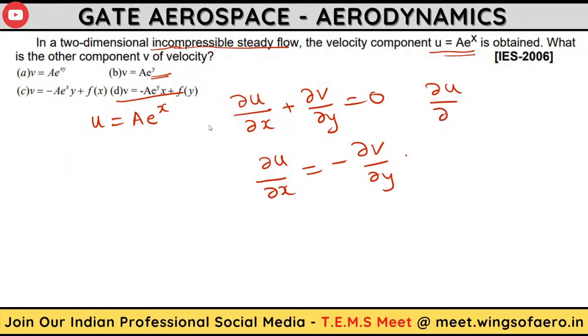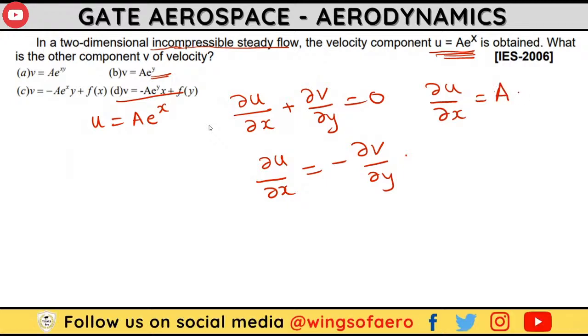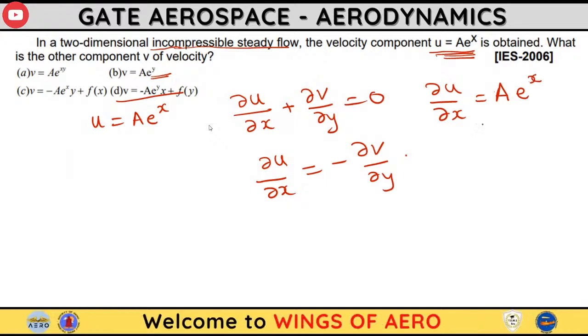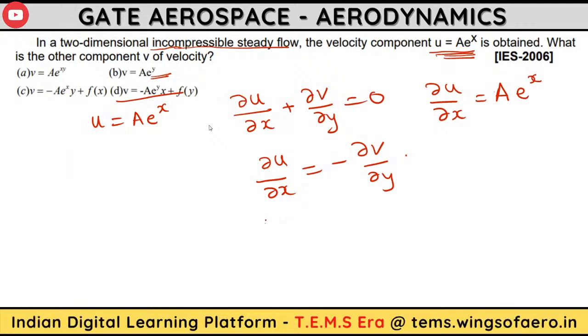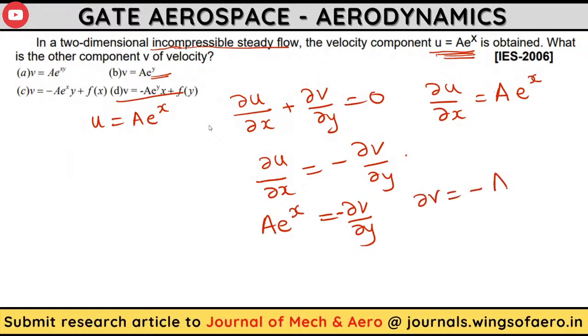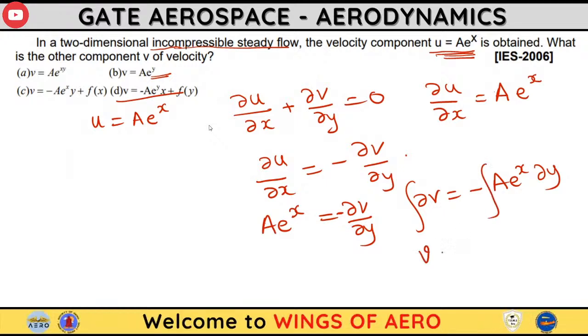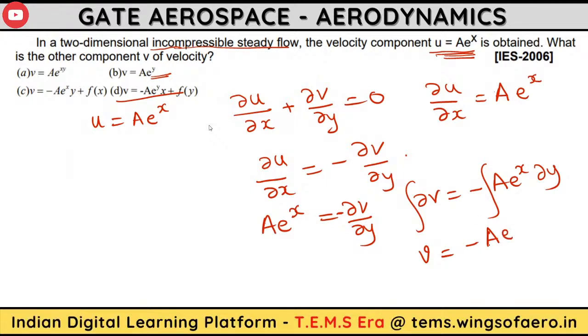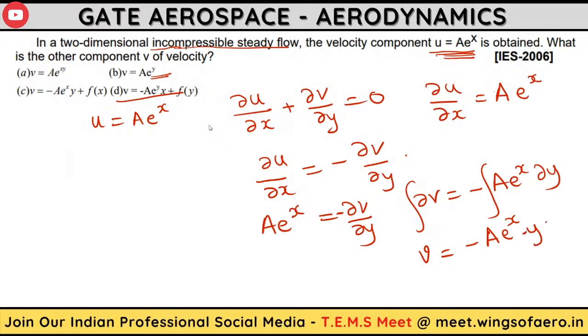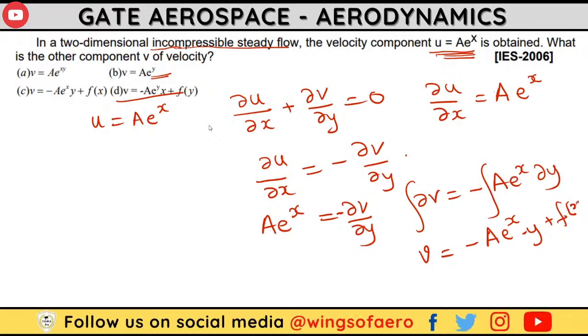Now what is dou u by dou x? If you differentiate this one, what will be the value? You will get a e power x. You'll get the same value, isn't it? So substitute over here: a e power x equals minus dou v by dou y. Dou v equals minus a e power x into dou y. Integrate both sides. v equals minus a, since a is constant it will come outside, integration of e power x will also be the same, into y, plus a function of, since we are integrating with respect to y, the function of x.